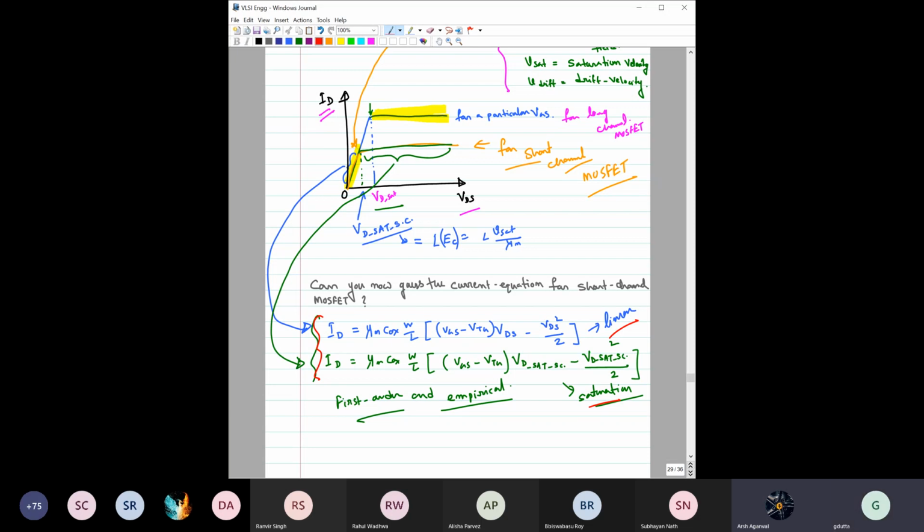Right. The rest of the things are ours, which means you are right. Saturation voltage has changed. So what's the difference between short and long channel MOSFET? Here, the current saturation in a long channel MOSFET is due to pinch off, right? Here, in the short channel, the current is saturating because of velocity saturation. This is one of the major differences.